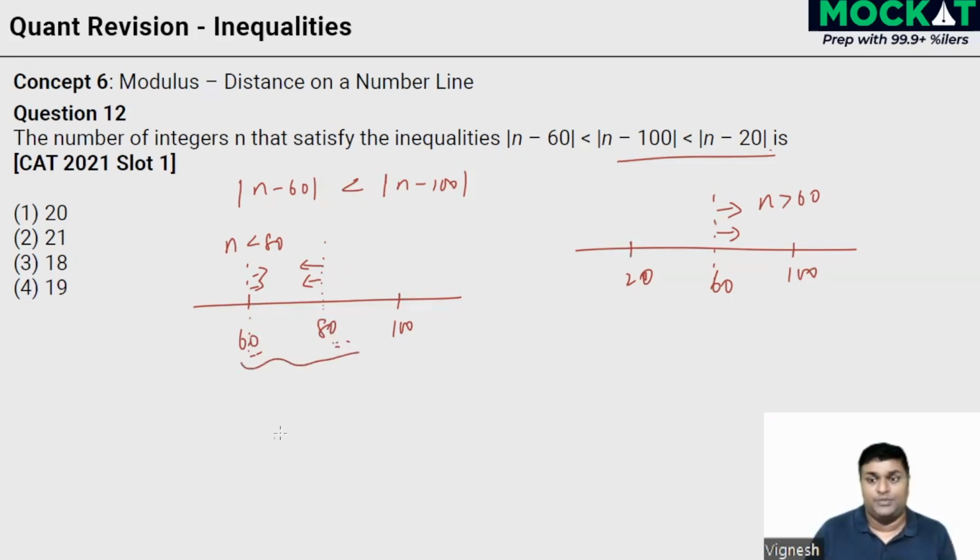So all values between 60 and 80, not including 60 and 80, is 80 minus 60 minus 1. Y minus x minus 1, excluding both. So 20 minus 1, 19 becomes the answer. Option 4 it is over here, right? Let's move to the next question.